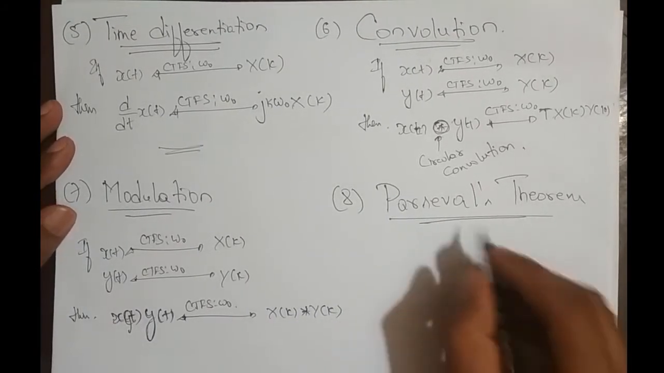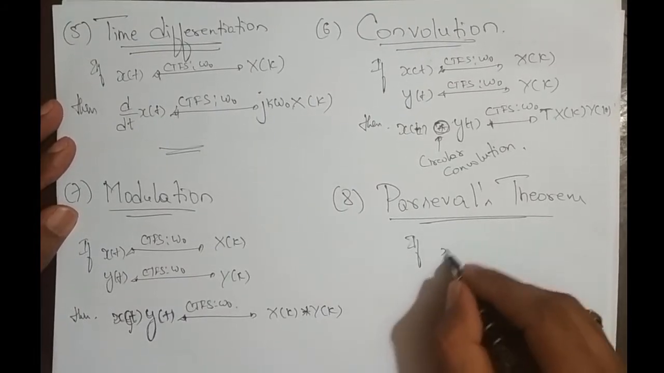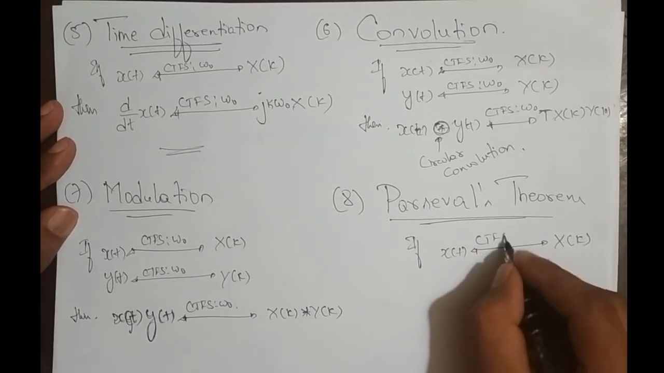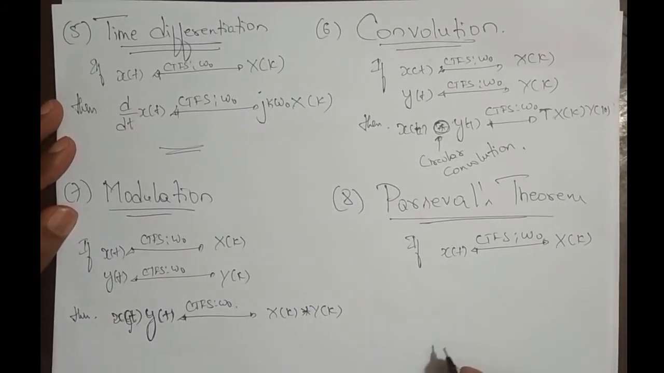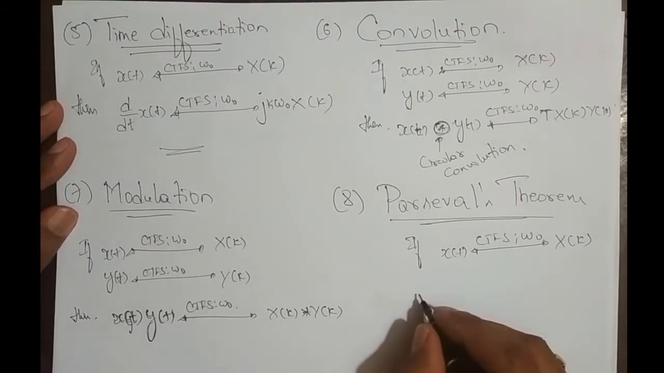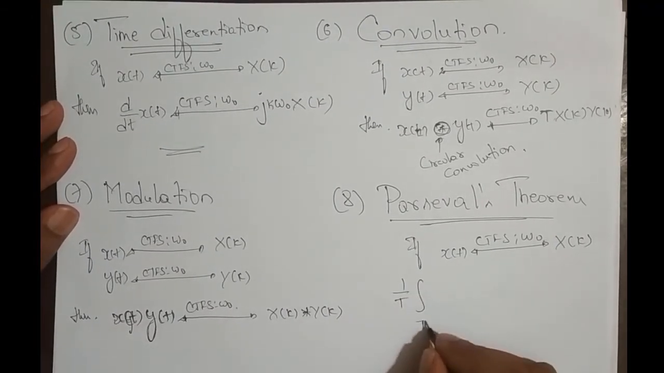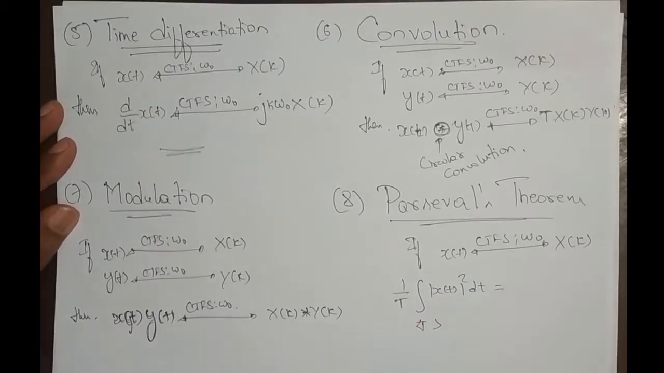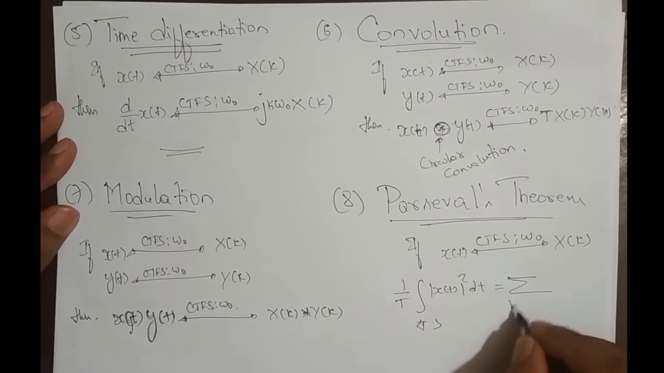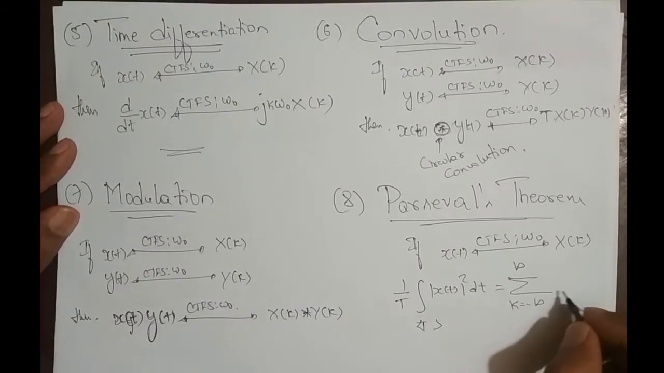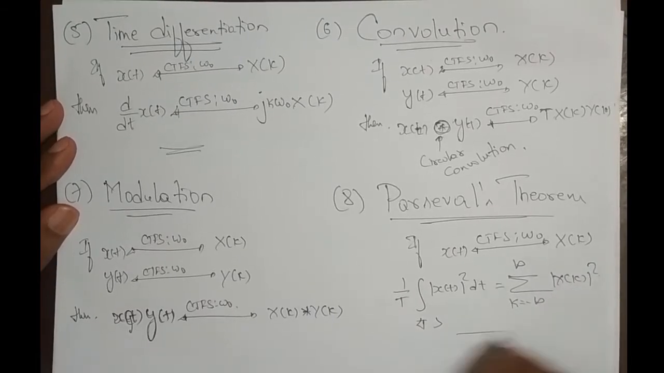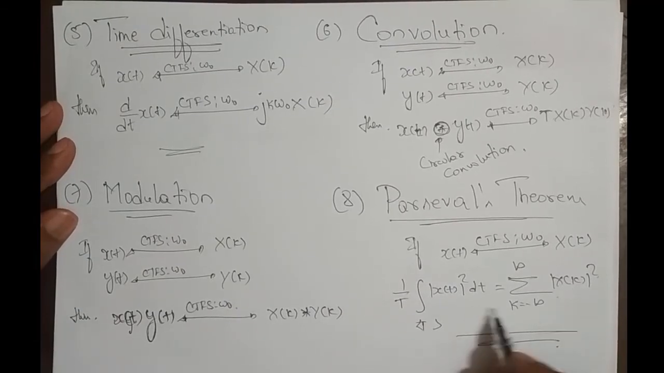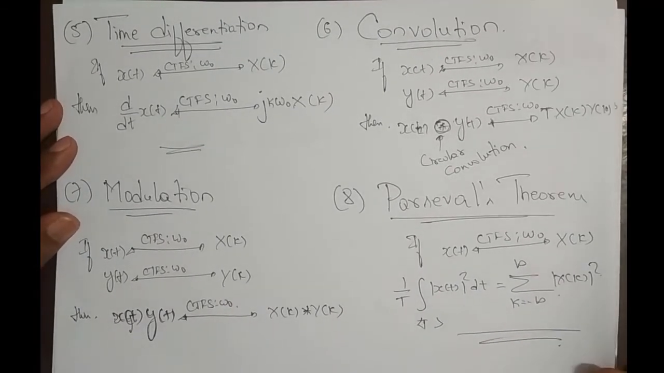Next, Parseval's theorem. If I have a signal in time domain x of t, and I take it to the frequency domain, I end up with X of k. Parseval's theorem states that 1 by T integrating over one period the magnitude square of the signal in time domain ends up in the frequency domain as the summation, k varying from minus infinity to infinity, of the magnitude square of X of k. Integration in time domain is equal to summation in frequency domain, and both have to be taken with magnitude square.